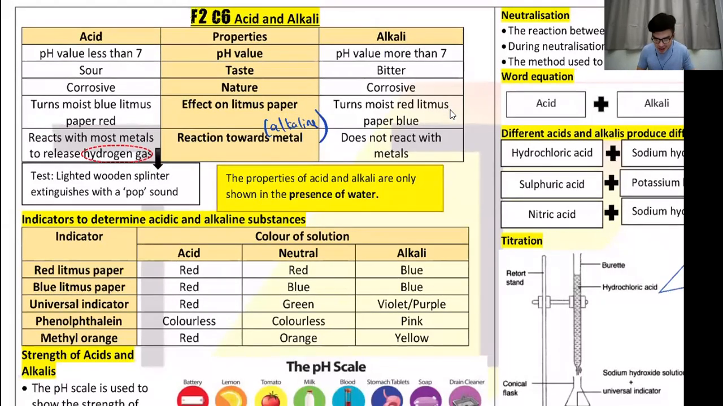Alkaline will not react with metal, but acid will react with metal because acid and alkaline don't like each other, they will neutralize each other. So they will produce hydrogen gas. How do you know it's a hydrogen gas? Again, you just do a hydrogen gas test. You will hear a pop sound. I think I mentioned this last week already, your wooden splinter.